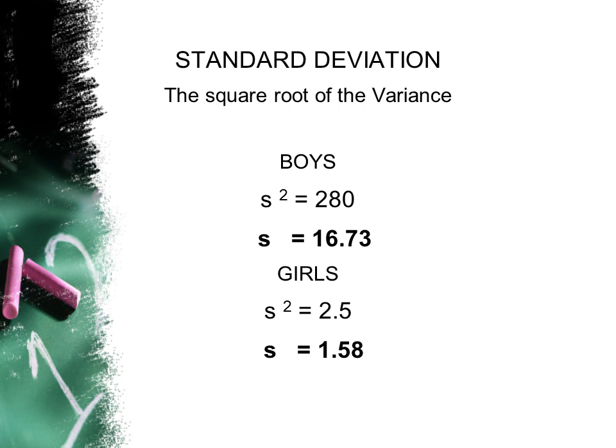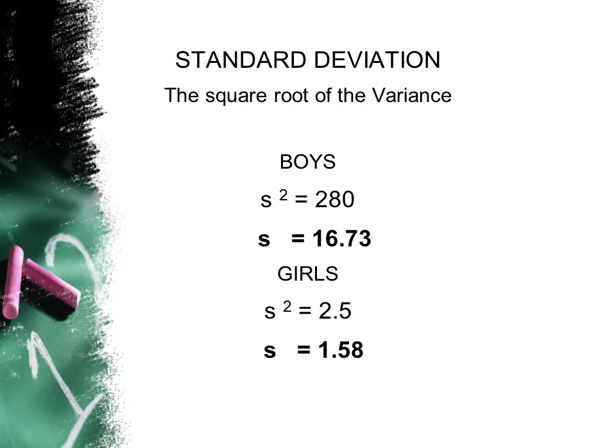While for the girls, if they got 2.5 as their variance, the square root of 2.5 is approximately 1.58, rounded off up to the nearest hundredths, and that is the standard deviation of the girls. So, naka-highlight yung mga standard deviation nila. We can still say that 1.58 is less than 16.73. Therefore, the girls are more homogeneous, less spread out ang kanilang data set.